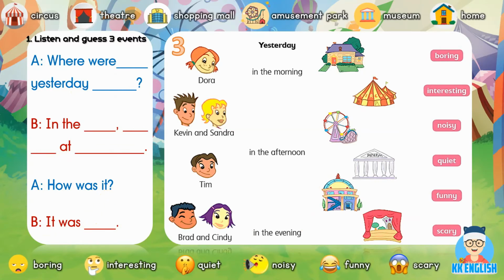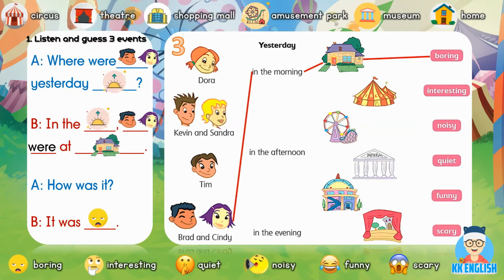Again, number 3. Where were Brad and Cindy yesterday morning? In the morning, they were at home. How was it? It was boring. Are you ready to check the answers? And the lines? Did you get correct? Let's look at number 4.